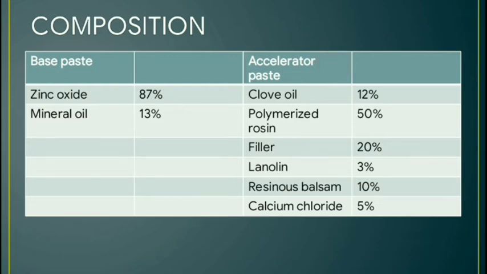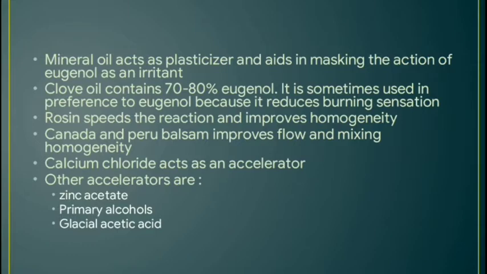Base paste consists of zinc oxide and the mineral oil, while accelerator paste contains clove oil, polymerized rosin, filler, lanolin, resinous balsam and calcium chloride. The mineral oil present in the base paste acts as a plasticizer, means to promote flexibility and reduce brittleness, and it also masks the actions of eugenol as an irritant, as eugenol has irritating property. And clove oil present in the accelerator paste contains 70 to 80% of eugenol. It is sometimes used in preference to eugenol because it reduces burning sensation.